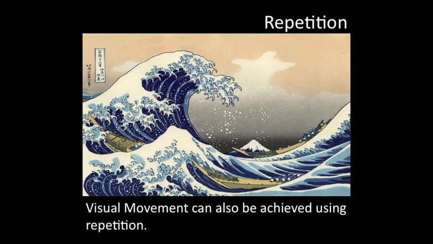And finally, visual movement can also be achieved using repetition. This great wave print by Hokusai uses that to sort of move our eye from the right side of the print up and into that wave with those little fingers and back down to the boats that are sort of trying to escape this great wave.